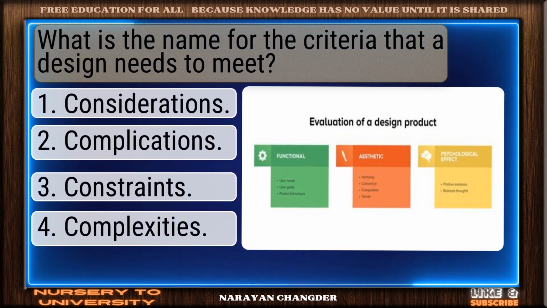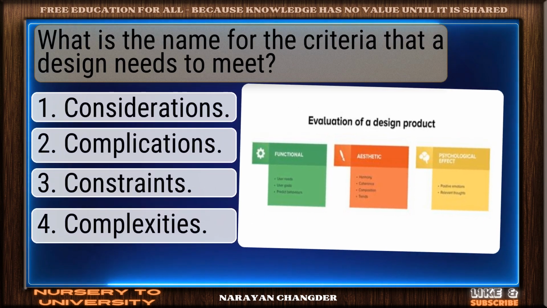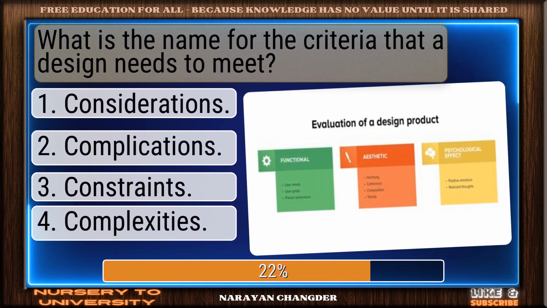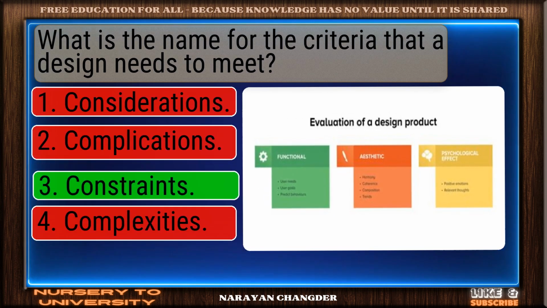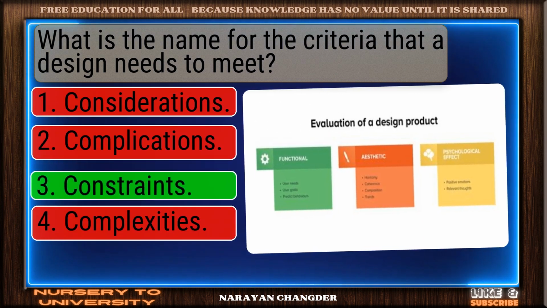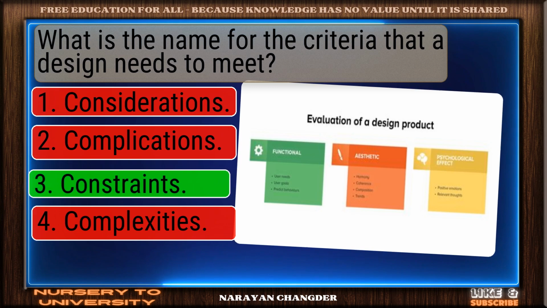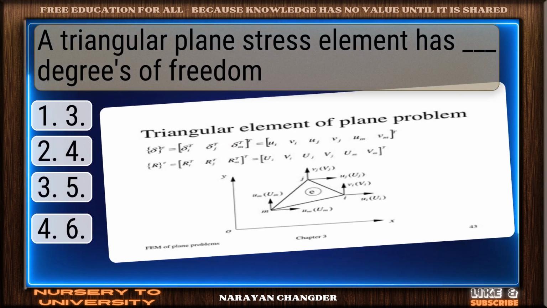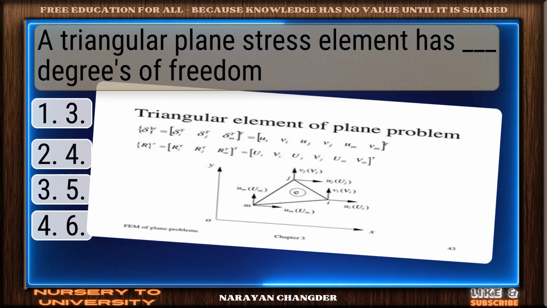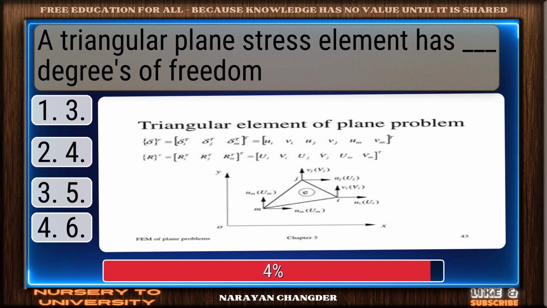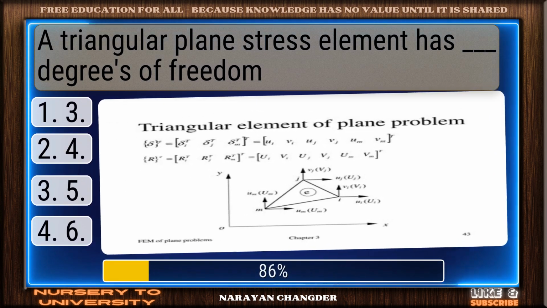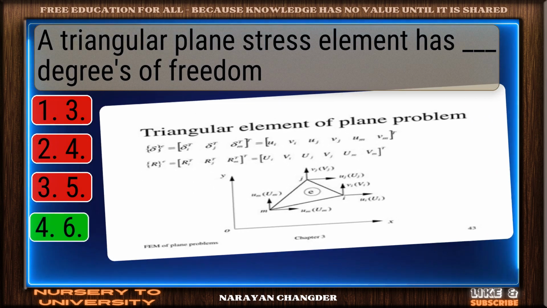What is the name for the criteria that a design needs to meet? On track. Constraints is the correct answer. A triangular plane stress element has dash degrees of freedom. Valid point. 6 is true.